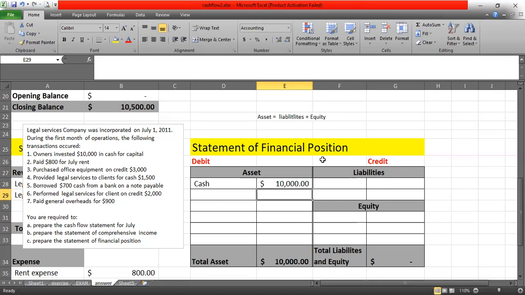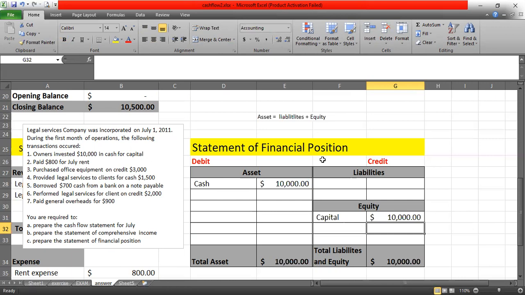And aside from the cash, it also affects the capital, the equity in the form of capital. So we need to type here capital and $10,000 for the amount. As you can see here, the total asset and the total liabilities plus equity is in balance for now. Okay. Now, number two, paid $800 for July rent.